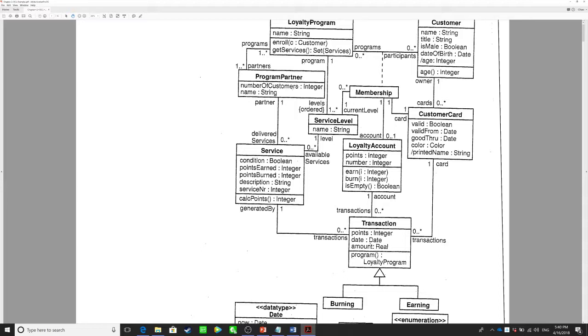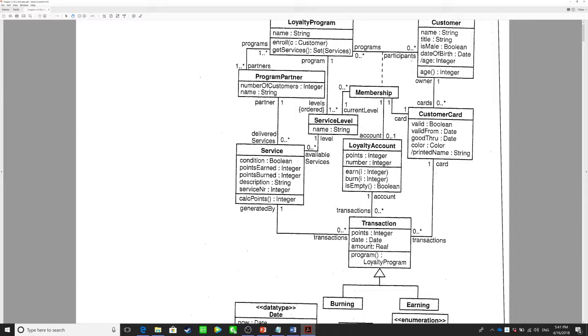Every customer of a program partner can enter the loyalty program by filling in a form, obtaining a membership, of course. And the object of class customer represents the persons who have entered the program. So customer to this program could be many to many. A loyalty program will most of the time have more than one customer. It's not a one-to-one relation.